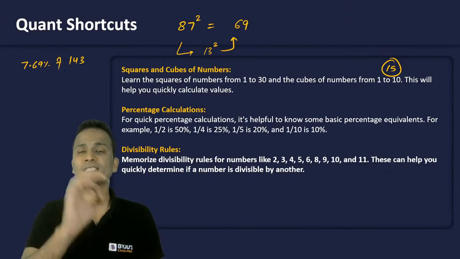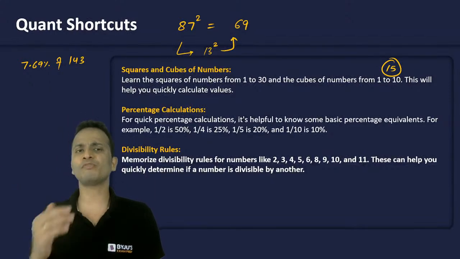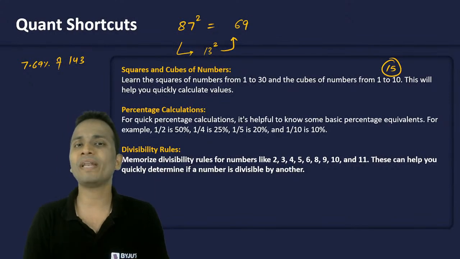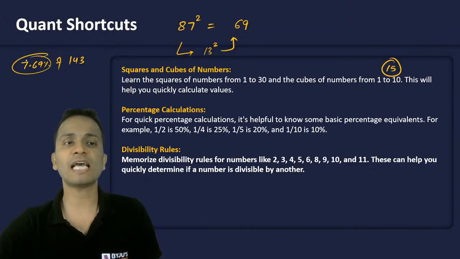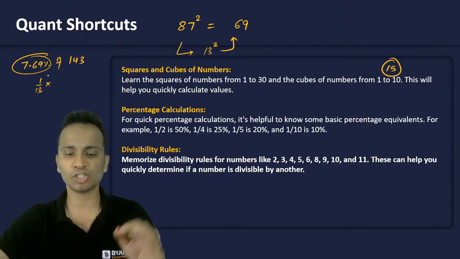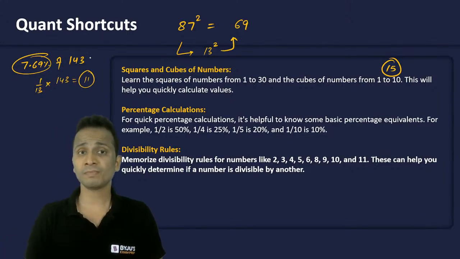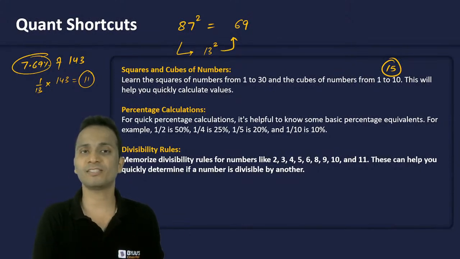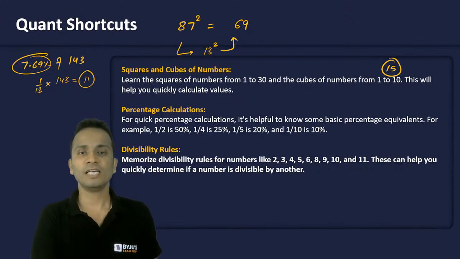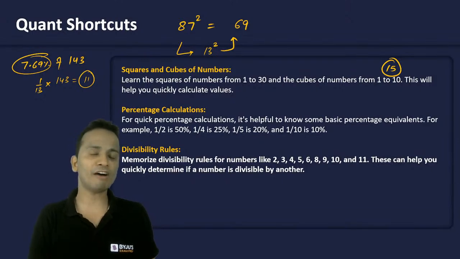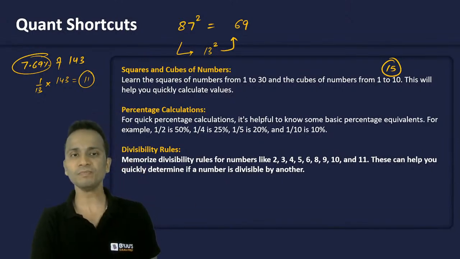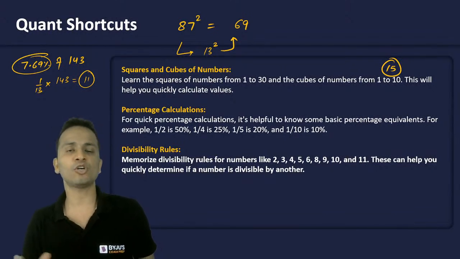But if you know that 7.69 percentage in terms of fractions can be written as 1 by 13. Yes. So I'll replace 7.69 percentage by 1 by 13. Okay. So 1 by 13 into 143, my answer will be equal to 11. I have done it in less than 5 seconds. Now, if you don't know this, it will take you at least 1.5 minutes to do this calculation. Okay, so that is the beauty of remembering the percentage equivalence of fractions.